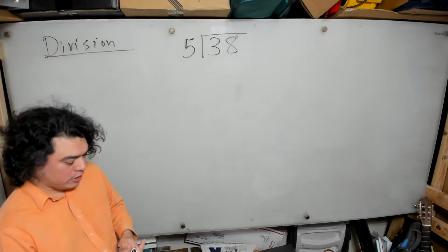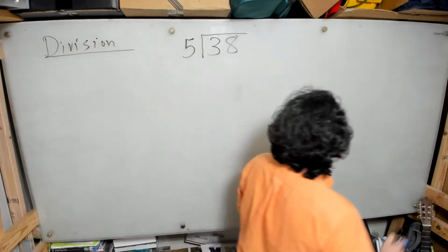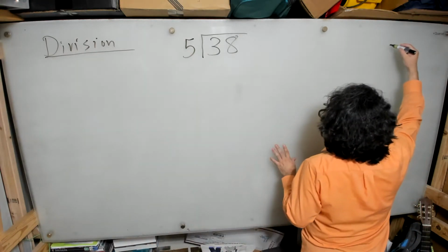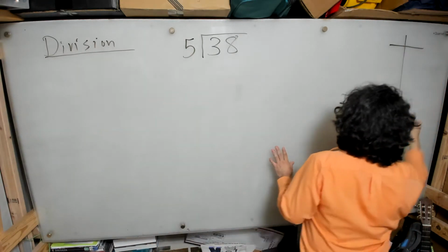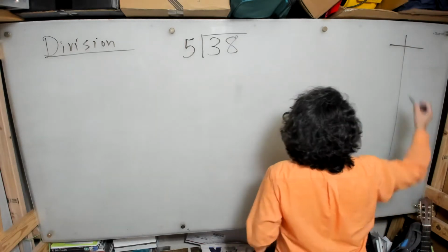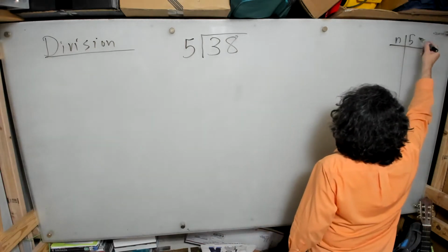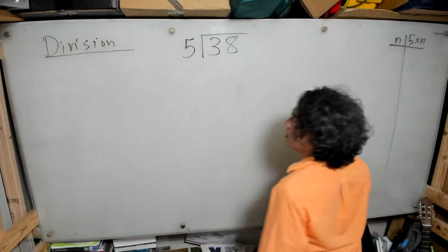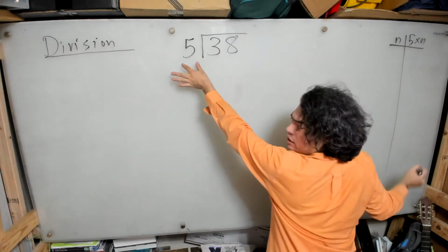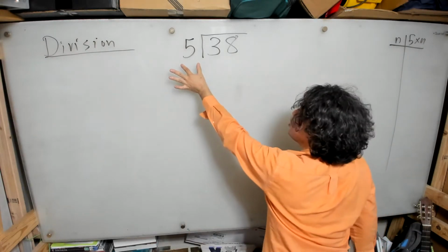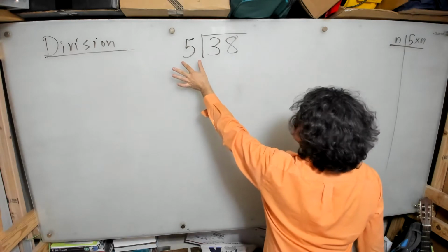To develop confidence. Okay. So I'm going to go over here to this side. Okay, n, and then 5 times n. And why are we making the multiplication table for 5? Because that's the number that's outside here, okay? So let's do that together.